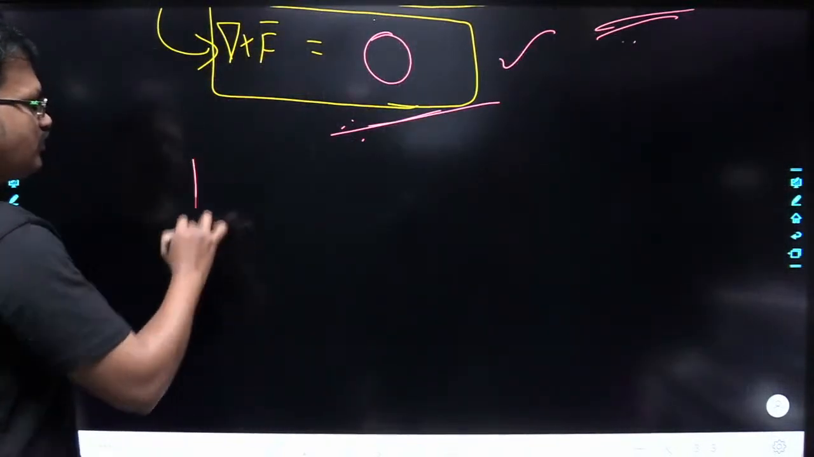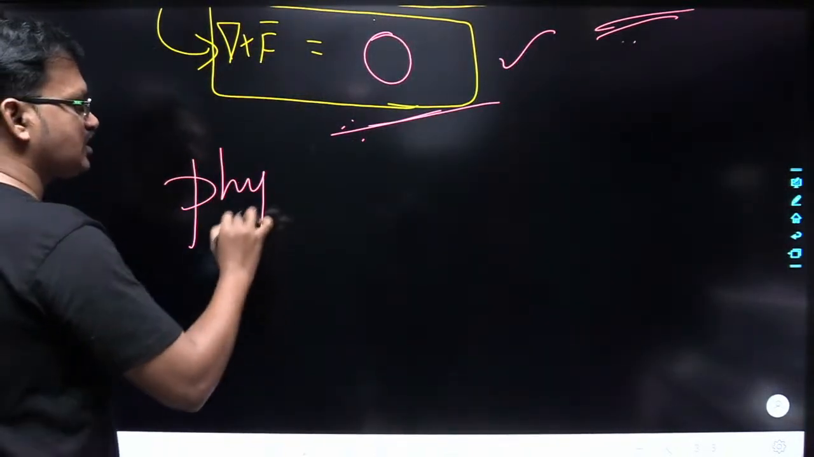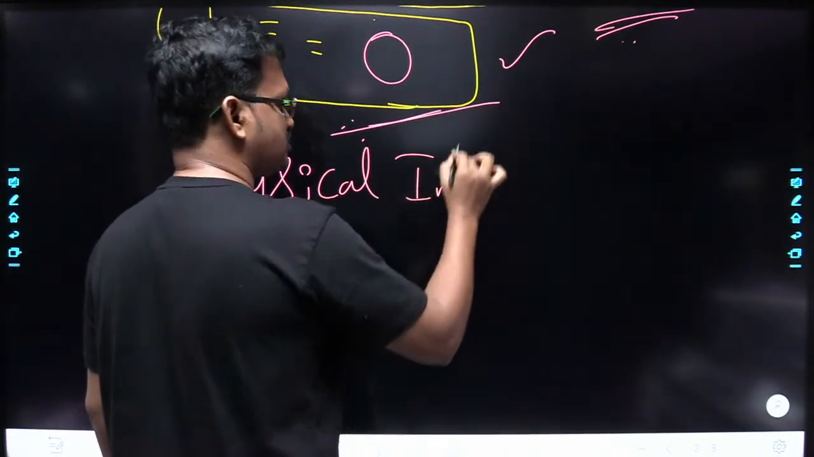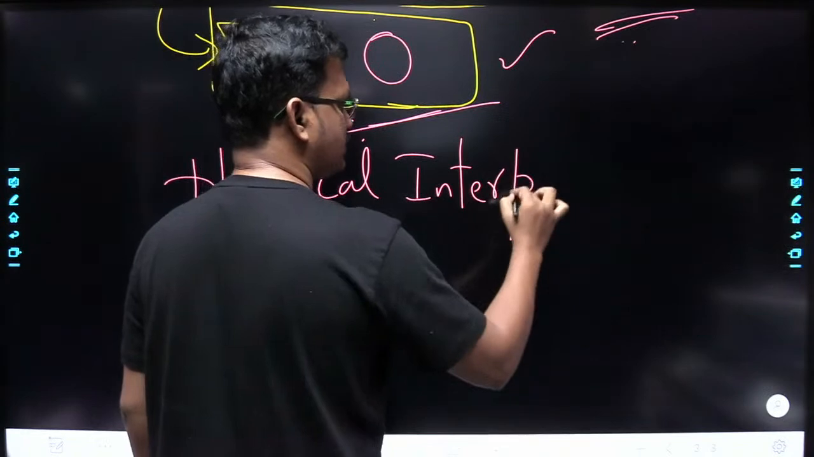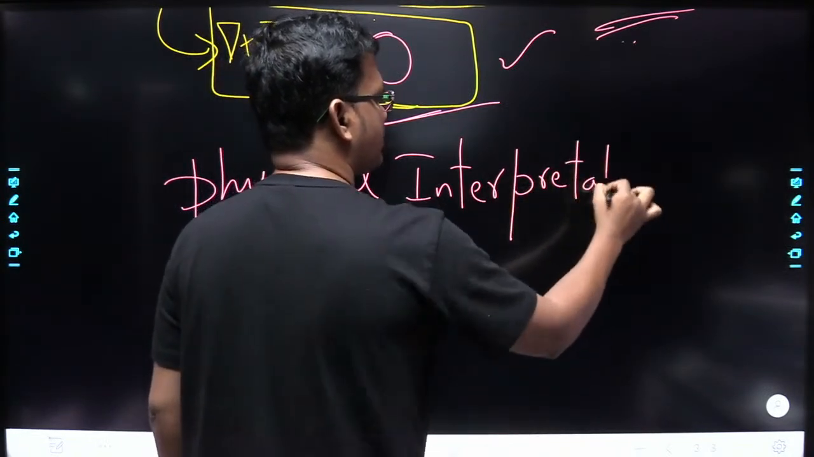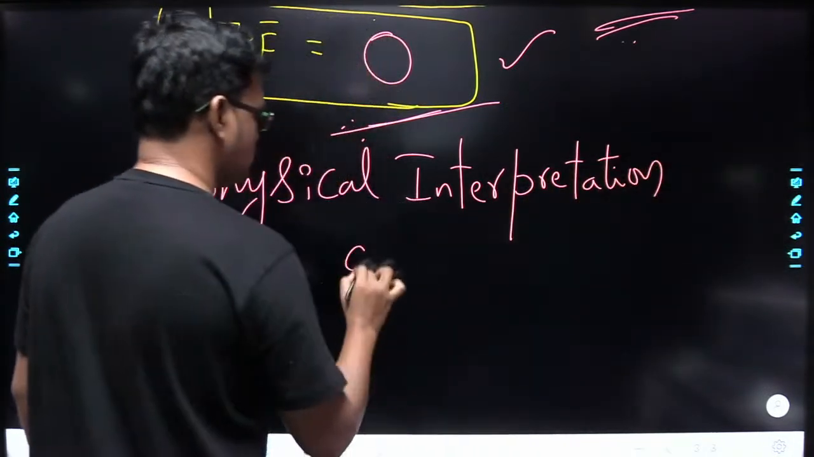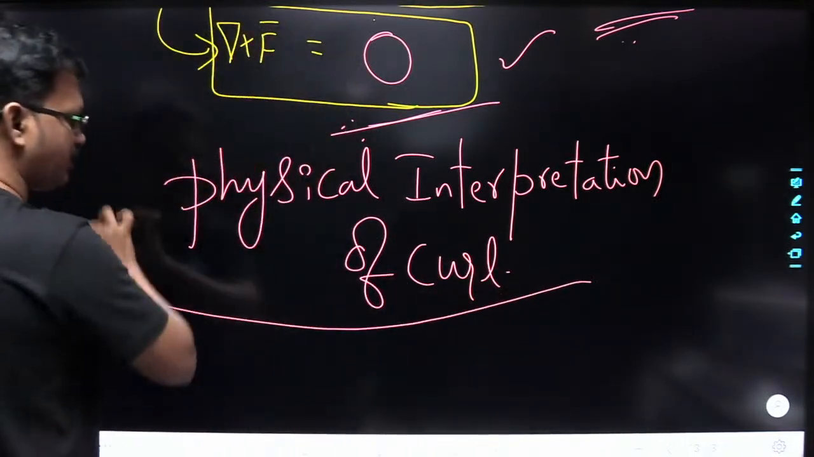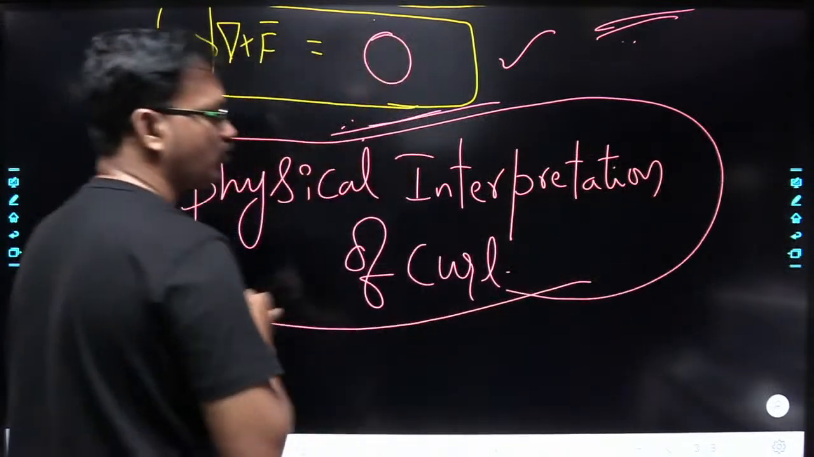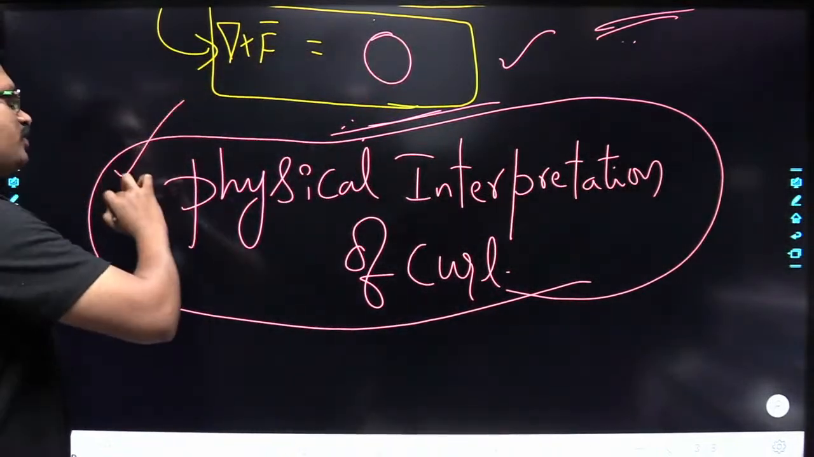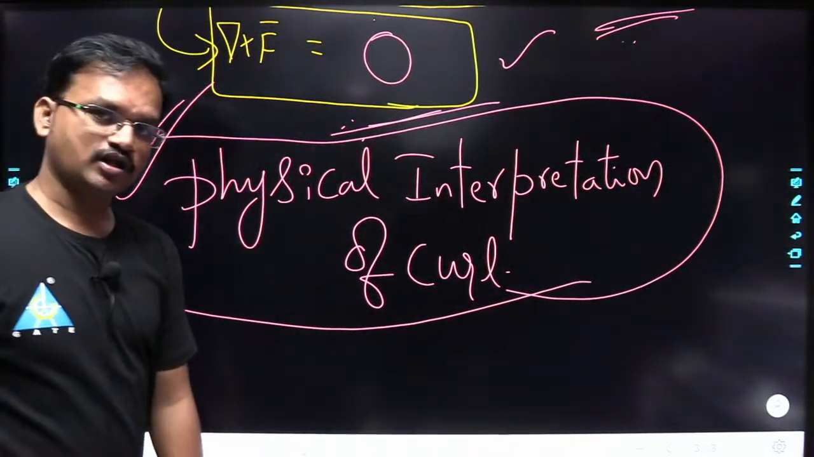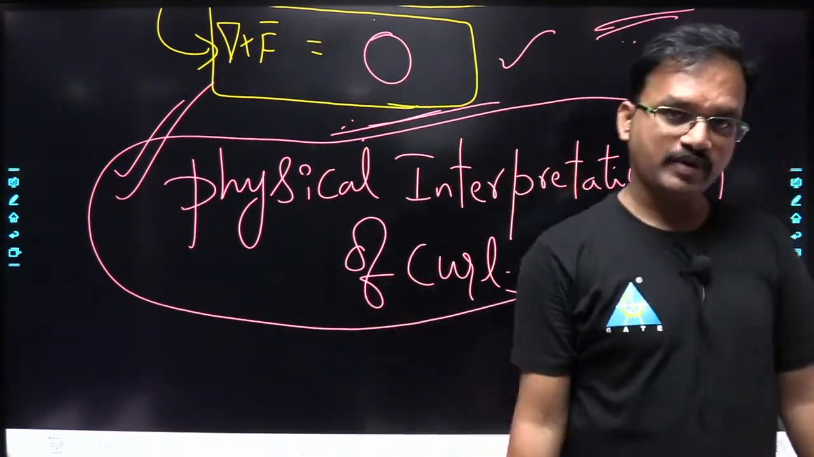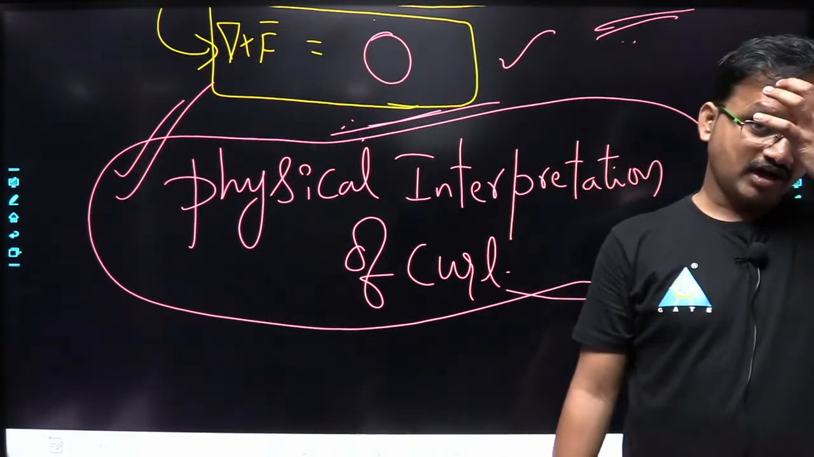So next we will discuss the physical interpretation of curl. What actually does this curl represent? What is its physical interpretation? Once we understand the physical interpretation of curl, then we will study Stokes theorem.